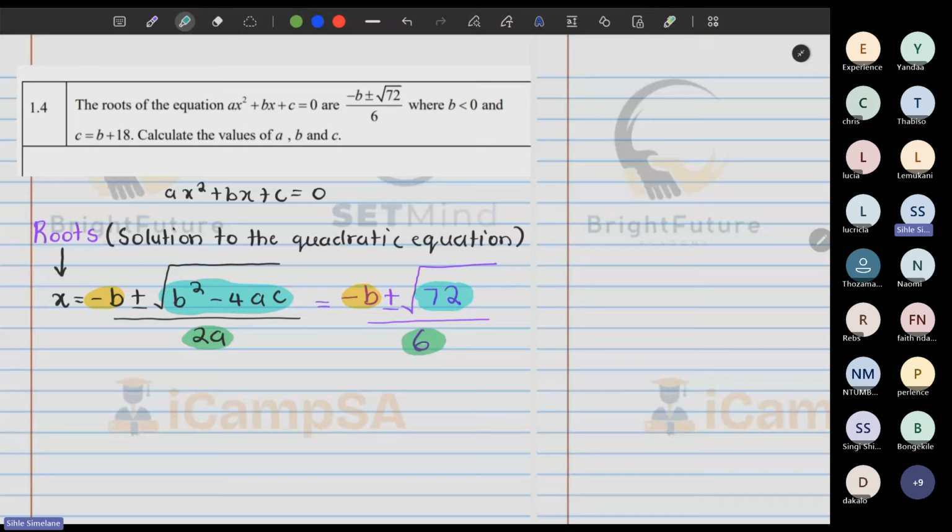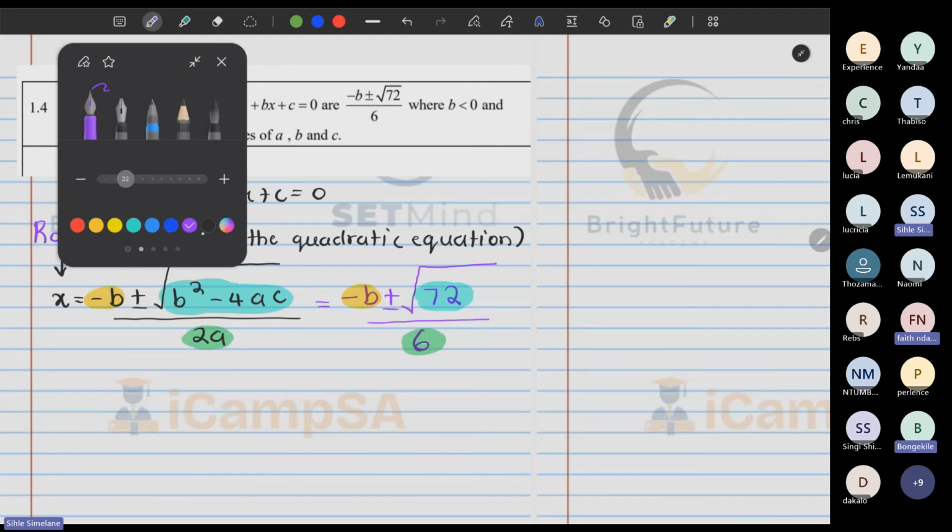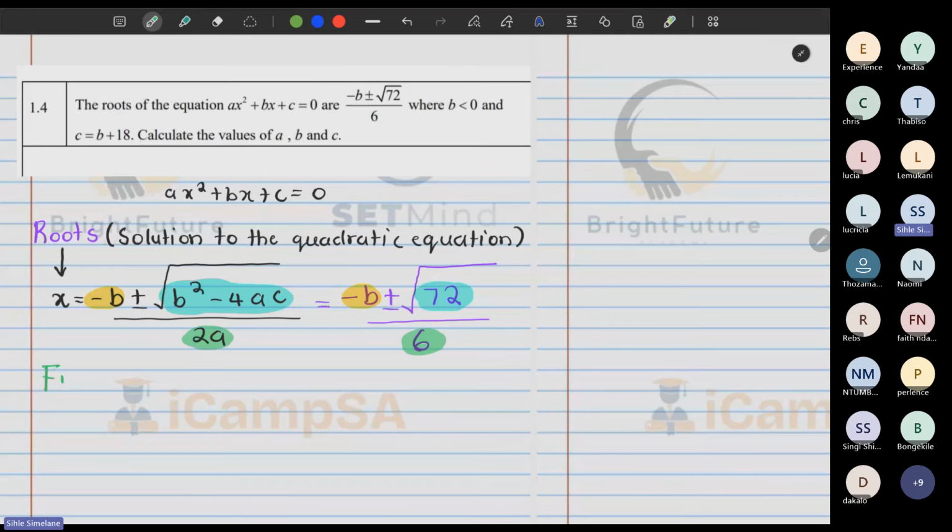My question to you guys is, which value is easier to start by finding here? Is it a, is it b, is it c? A. You guys are geniuses. So what we are going to do is to find a. How do I find a? What do I equate?